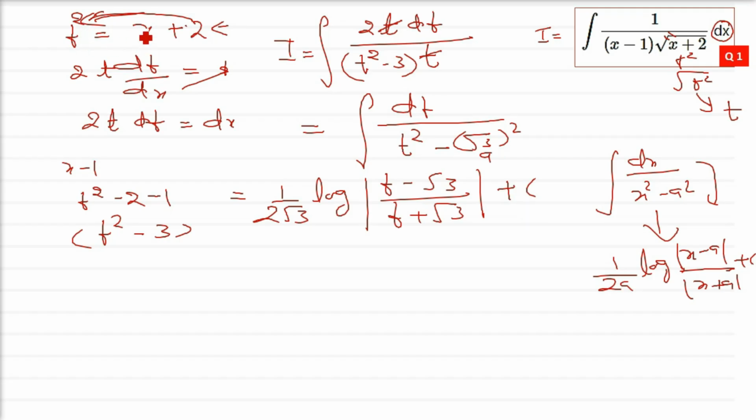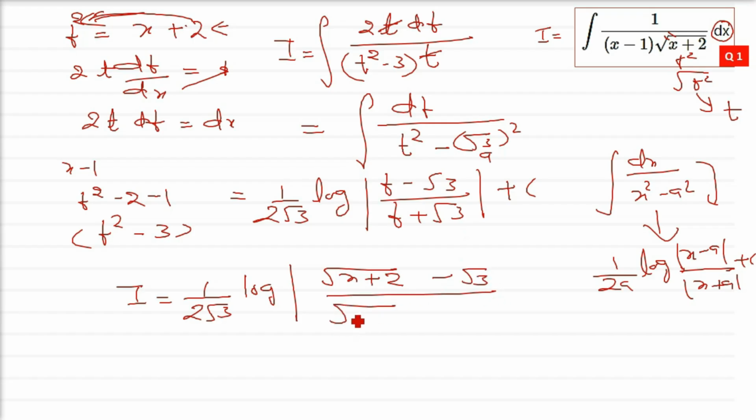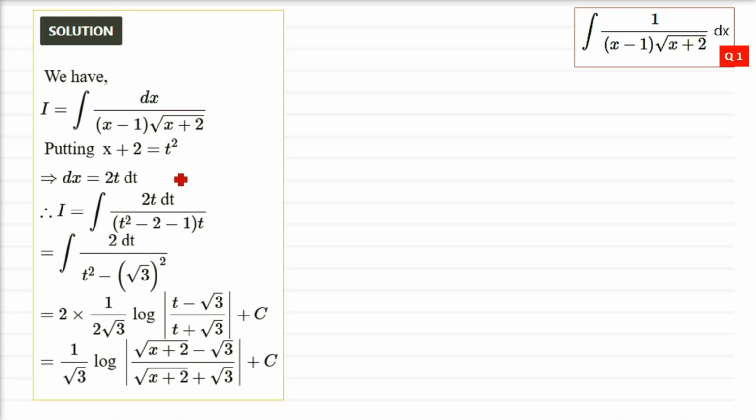Now t was initially taken as what? It was under root x plus 2. Now this replacement we will do in order to write the final answer. So 1 by 2 root 3 log remains like this. T will become under root x plus 2 minus root 3 divided by under root x plus 2 plus root 3 plus a constant of integration. This is your final result. So this is the solution or reference, you can say.